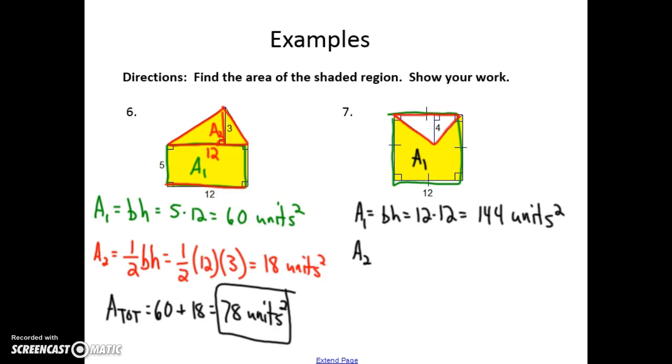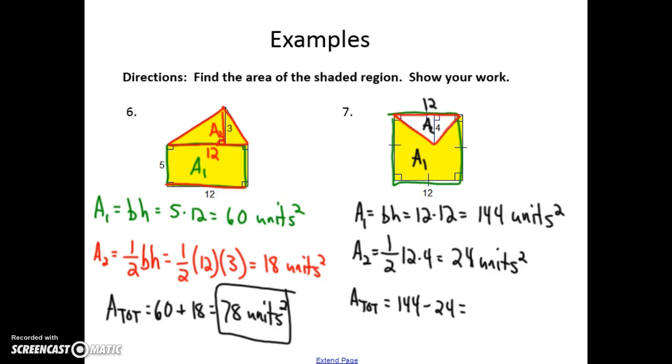And then A2, which is the area of this triangle, would be 1/2 base times height, which would be 48 divided by 2, which is 24 units squared. And so my total area of the shaded region would be 144 minus 24, which is 120 units. And it's also squared, since it's an area.